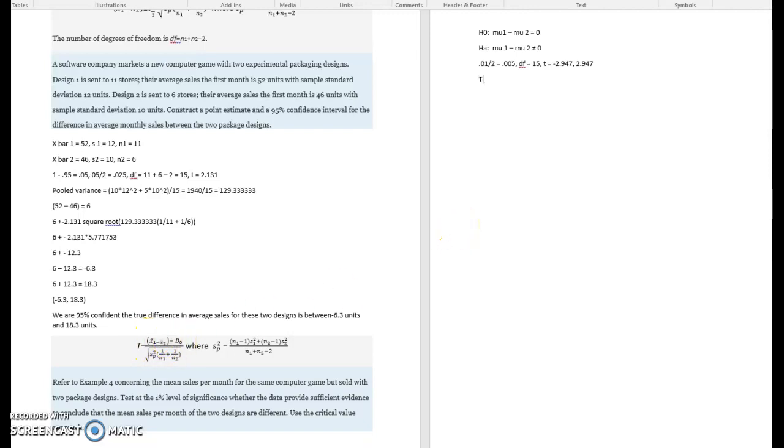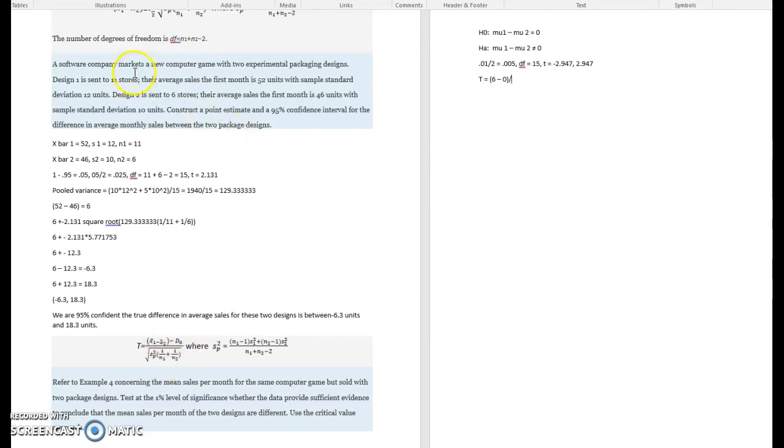So what we've got is that our test statistic t is going to be equal to x1 bar minus x2 bar. Well, we did that up here. It was 52 minus 46. It was 6. So on top we're going to have 6. Our d sub 0 is what we've got right here in our null hypothesis. So it's 0, and it's almost always going to be 0. And then we'll divide by the square root of the pooled variance times 1 over n1 plus 1 over n2.